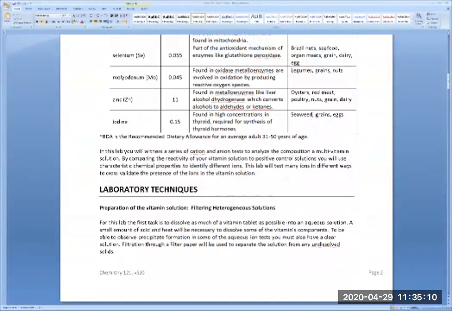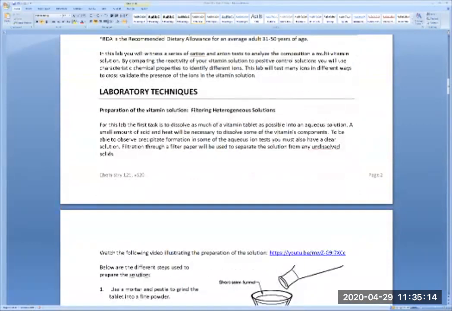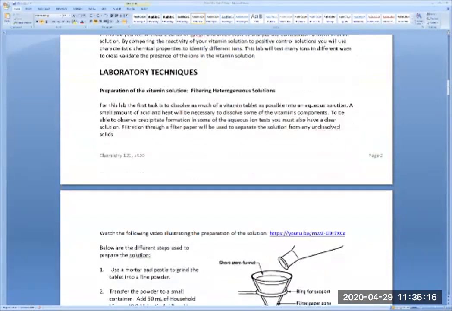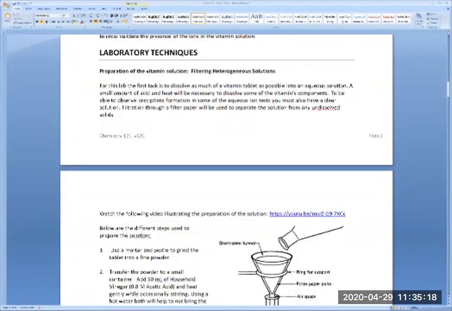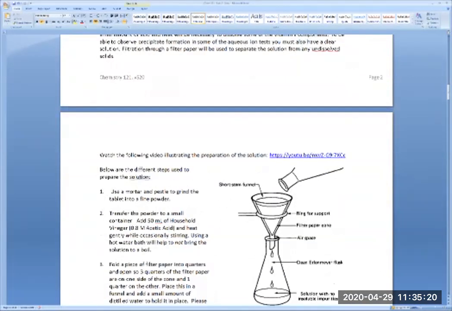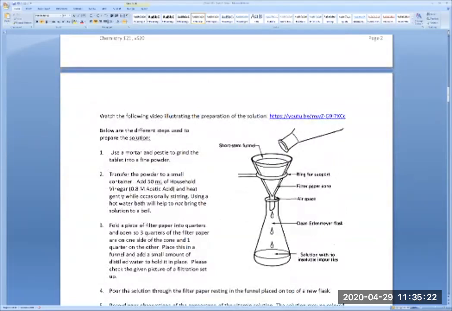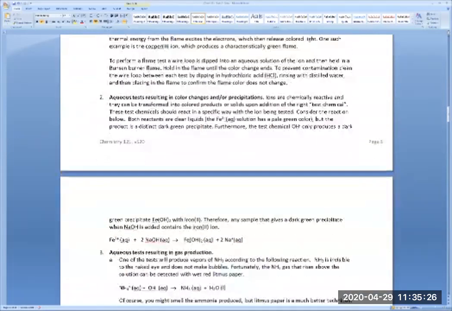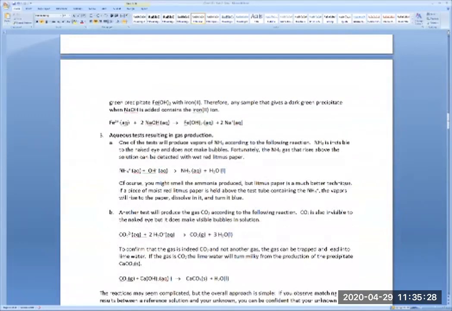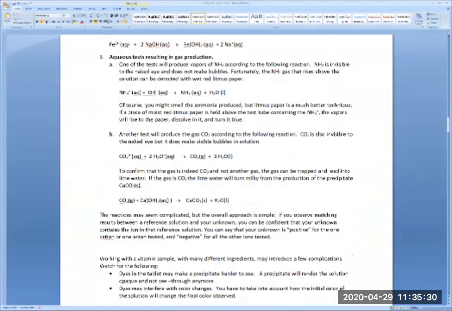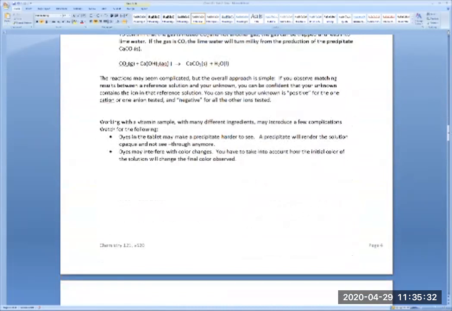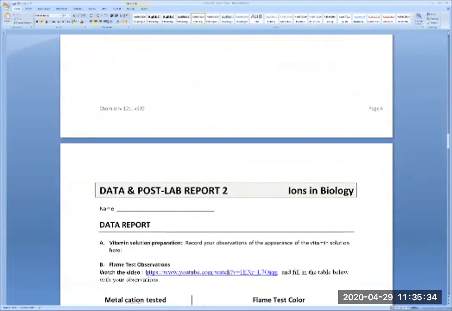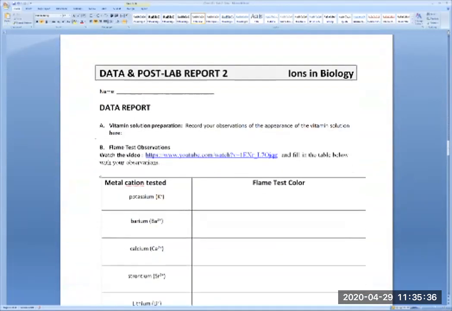Then you will have to watch a video that shows how the vitamin solution is prepared, and the link is here. And it uses filtration. You want to read all of this before you start the lab, so you don't have questions that can be answered there. So the post-lab part is this.